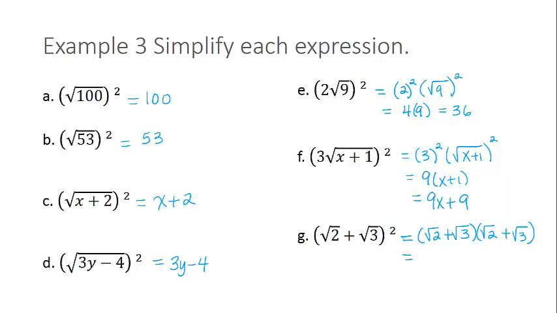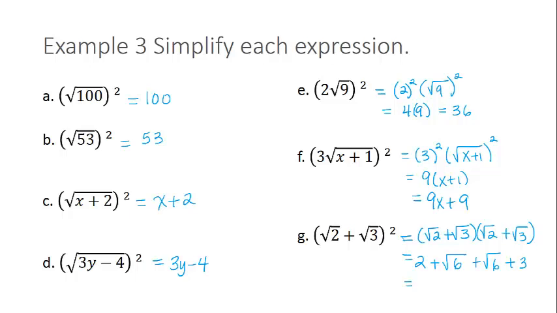But the square root of 2 times the square root of 2, that's really the square root of 2 squared, or just 2. The square root of 2 times the square root of 3 is going to be the square root of 6. The square root of 3 times the square root of 2 is the square root of 6. So when we multiply radicals, we multiply within the radical expressions. The square root of 3 times the square root of 3 is the square root of 3 squared, which is just 3.